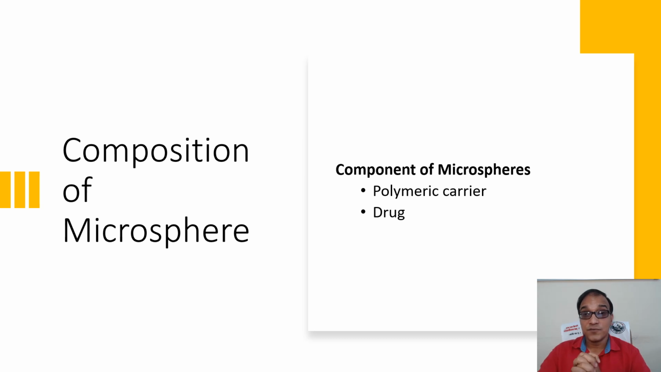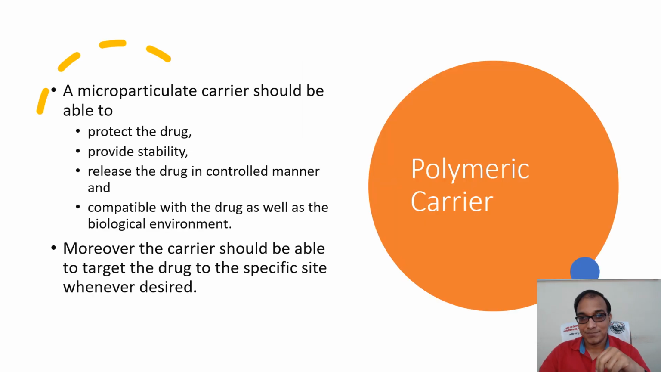Now let's discuss the composition of microsphere. Drug and the polymeric carrier are the two major components. We have discussed a lot about the polymers, but a microparticulate carrier should be able to protect the drug. It should be able to provide stability and release the drug in a controlled manner. It must be compatible with the drug as well as the biological environment. Moreover, the carrier should be able to target the drug to the specific site whenever desired.